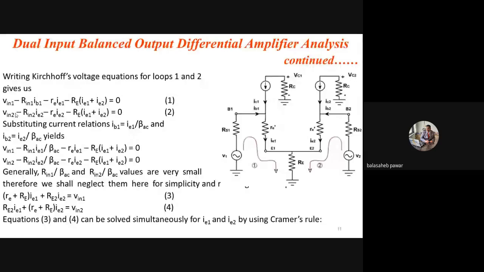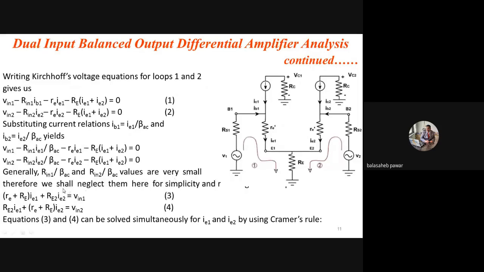Then IB1 equals IE1 by beta AC. That is the relation between emitter current and base current: IB equals IE by beta. This is the generalized relation. The same is applicable to the second transistor, that is IB2 equals, again the same, IE2 by beta. Now replace IB1 and IB2 in these two equations by IE1 by beta AC and IE2 by beta AC, so you can rewrite the above two equations like this. Generally, these IE by beta AC values are very small, therefore we can omit them.